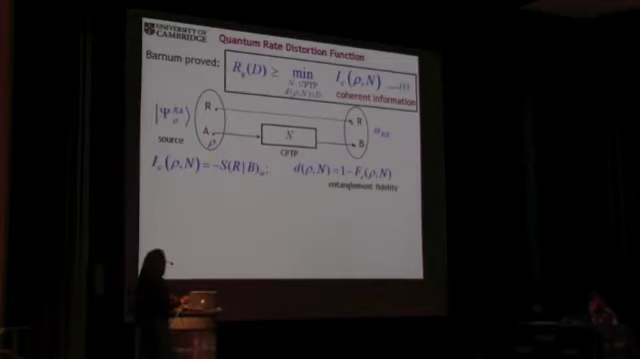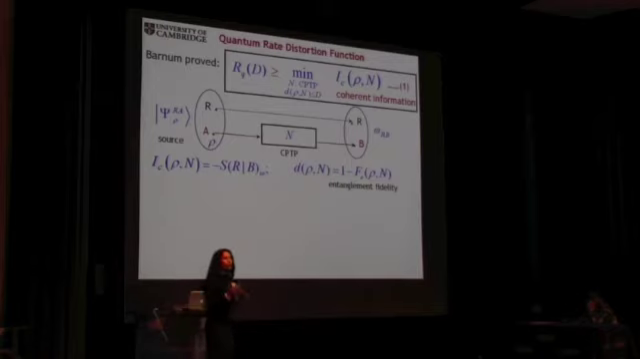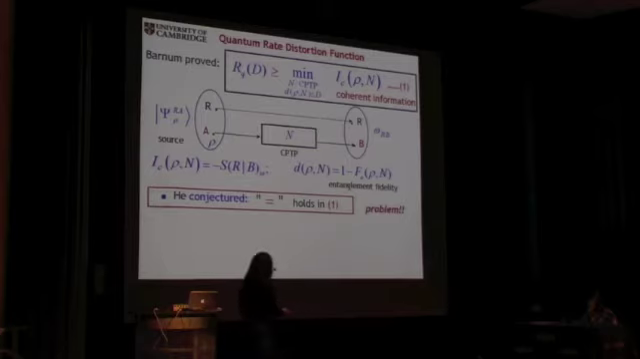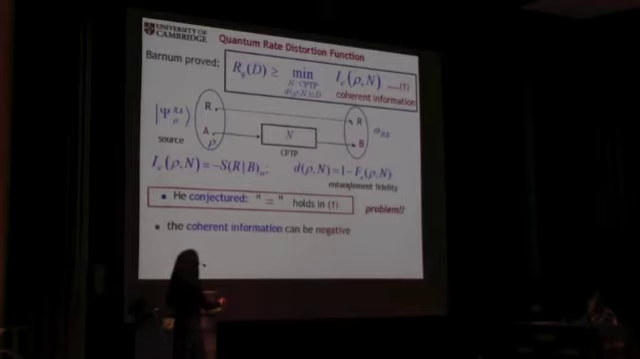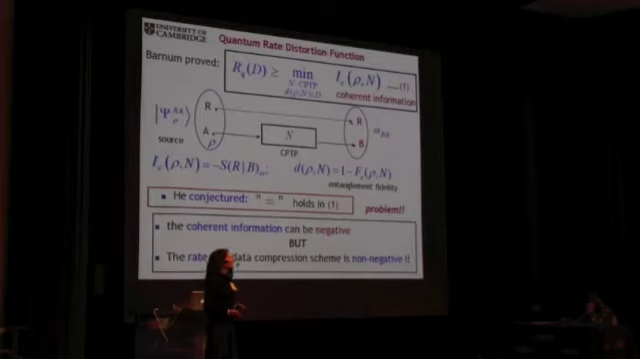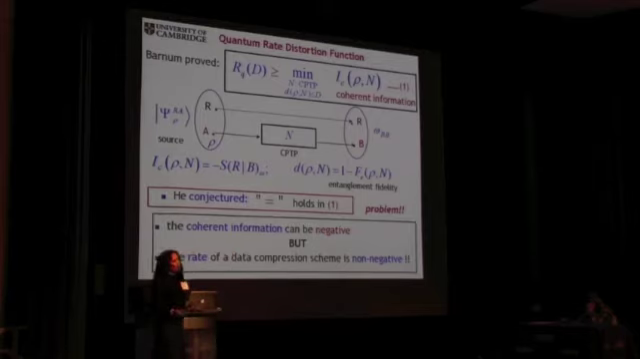Now, not only did Barnum prove this lower bound, he also made a conjecture, that actually the equality holds. However, there is a big problem with this conjecture. As you know, the coherent information sitting on the right-hand side can be negative. Here we take a minimum over all CPTP maps, so the right-hand side can be a negative quantity. However, the left-hand side is the rate of a data compression scheme, so by its very definition it has to be positive. So you see, this is not a meaningful conjecture.